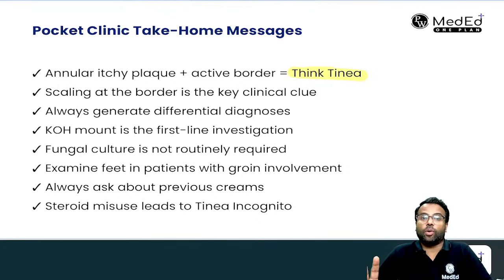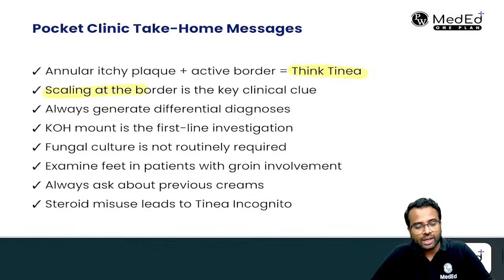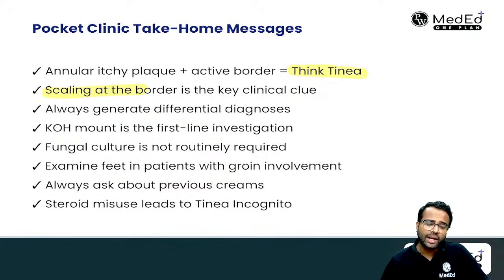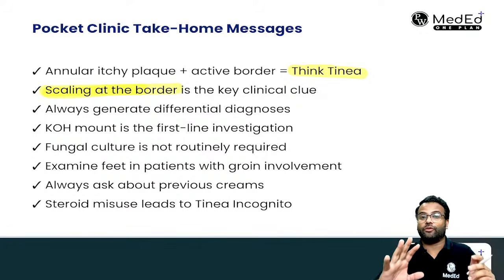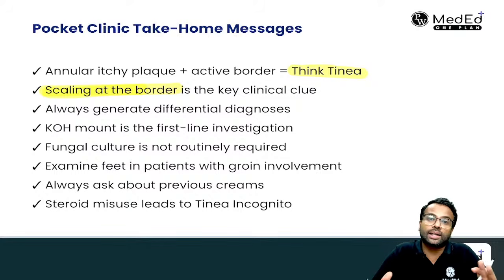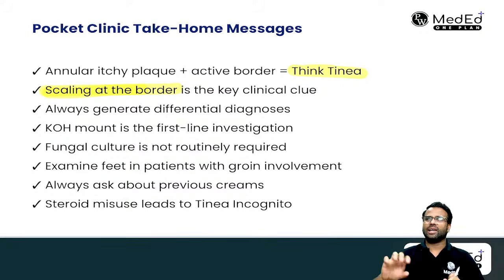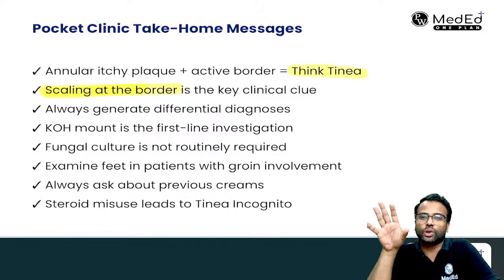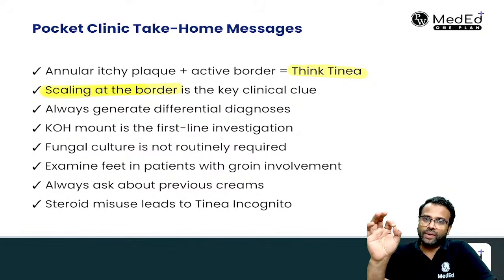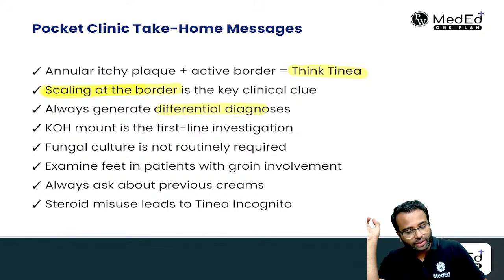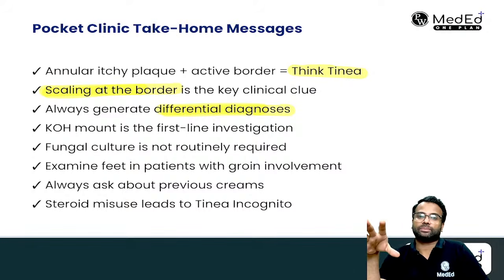And scaling at the border is very important, because it is an expanding lesion, right? So scaling at the border should be a very, very important clue for you to think about a fungal infection. And please don't settle with one diagnosis. You saw a round lesion and said yes, this could be ringworm. Don't stop yourself there. Always have a bunch of differential diagnoses. That is the only way you will start thinking logically.